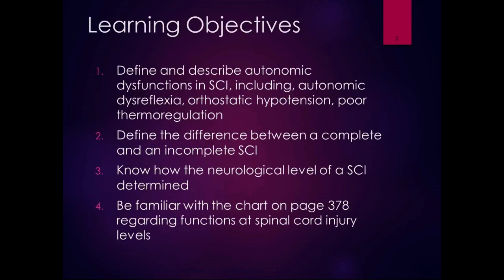Okay. So for this section of the PowerPoint, the learning objectives are, I want you to be able to define and describe the specific autonomic dysfunctions in spinal cord injury, which we will talk about. And they include autonomic dysreflexia, orthostatic hypotension, and poor thermoregulation. I want you to define the difference between a complete and an incomplete spinal cord injury. There's a specific definition for that. And I want you to know how the neurological level of a spinal cord injury is determined.